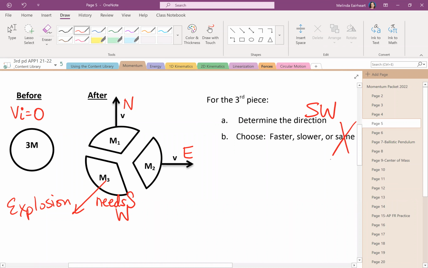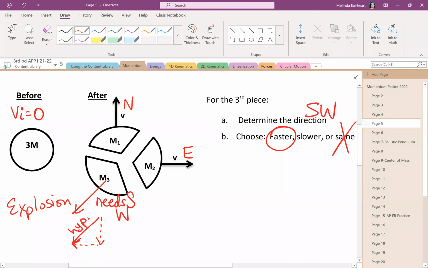What? They're all equal mass, Miss Earhart. Shouldn't it be all the same? Why is it faster? It's the hypotenuse. So watch. Vectors. M3 needs a south. It needs a west. It's not going to do those 2 directions separately. It's going to do the hypotenuse.